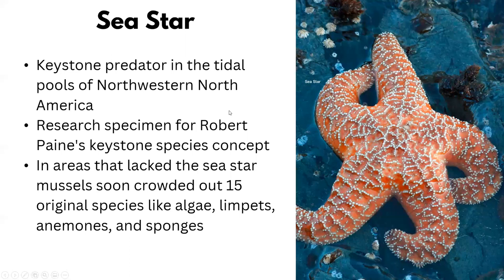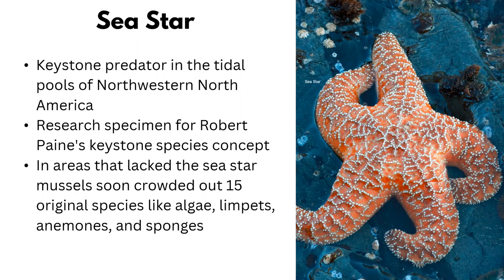So I've been told that starfish is incorrect because they're not fish. The correct term is sea star. So sea stars, the same species that Robert Paine, if you remember earlier, took all of those sea stars out of the area, and then basically the ecosystem collapsed. So this was his research specimen. So even though the species that he used was actually relatively uncommon, he still found this huge problem when he took that species out. So in areas that lacked the sea star, what happened is that mussels basically outcompeted everything. And when he took them out, the 15 original species that were there were crowded out.